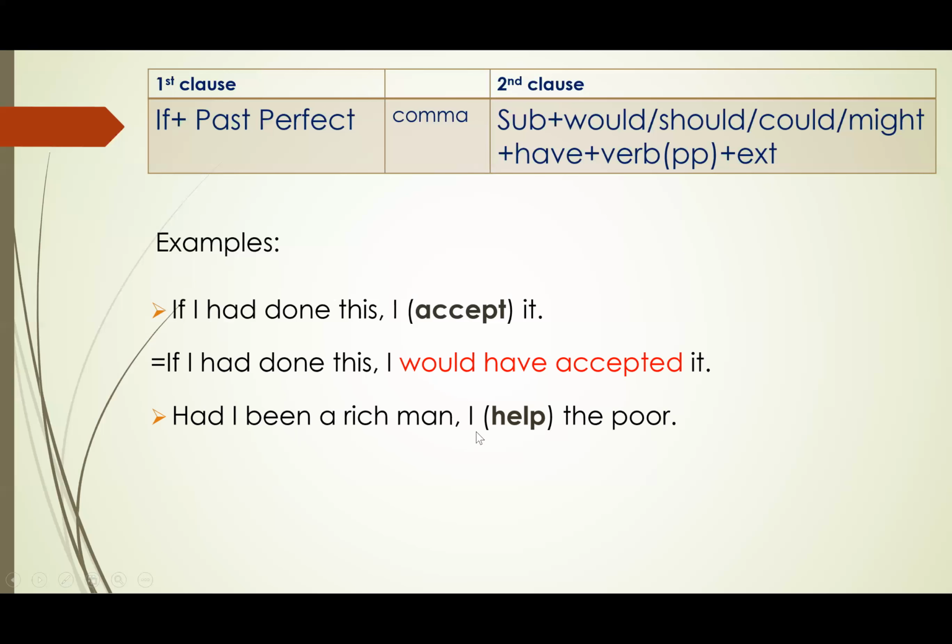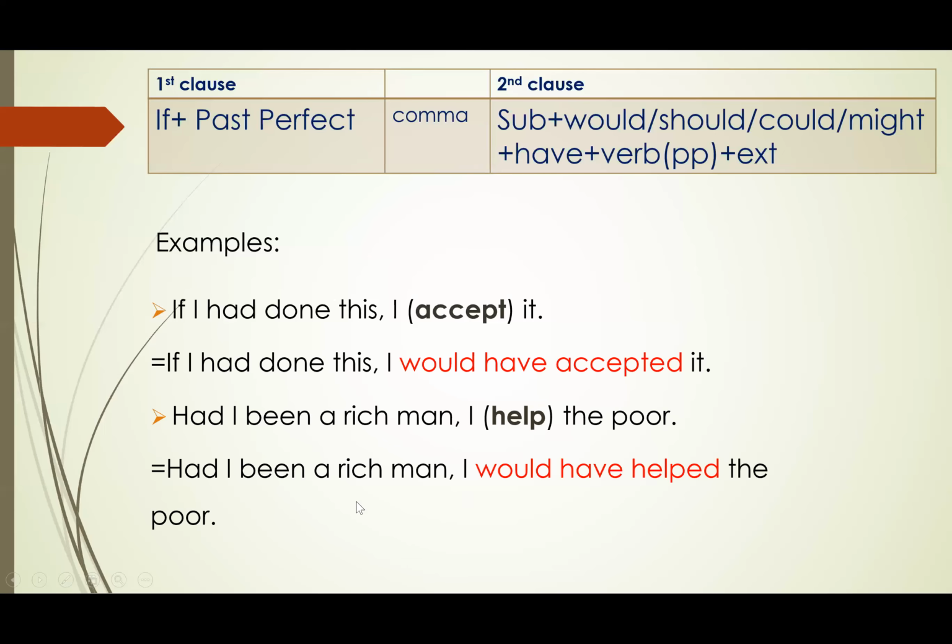So that's why what will you do? Had I been a rich man, the same. I would, should, could, might, or have helped the poor. Had I been a rich man, I would have helped the poor. I should have helped the poor. I could have helped the poor, or I might have helped the poor.